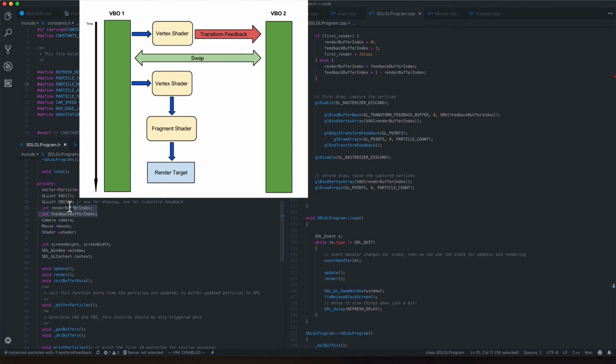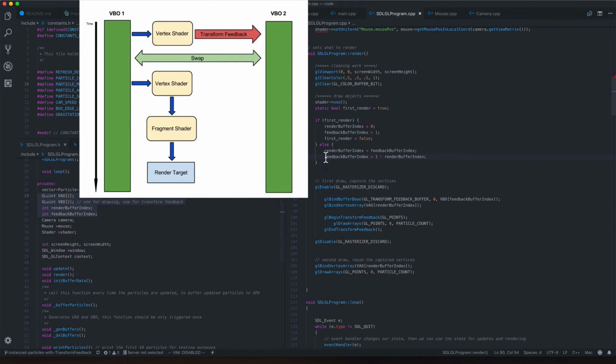Due to OpenGL's constraints, we cannot read and write to the same buffer at the same time, so we use 2 vertex buffers. One as a normal vertex buffer where we read data from, and the other as a transform feedback buffer where we write the updated particles to. And then we toggle between those 2 buffers for each frame.